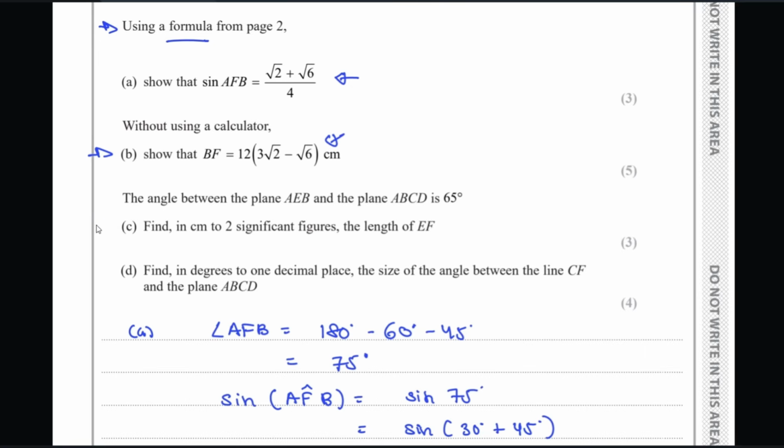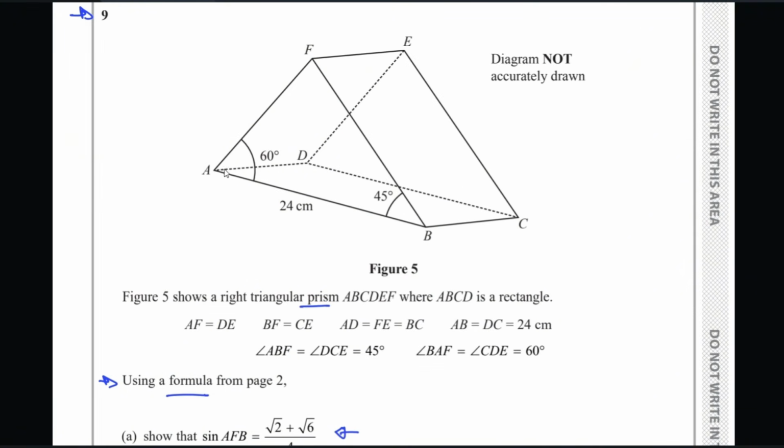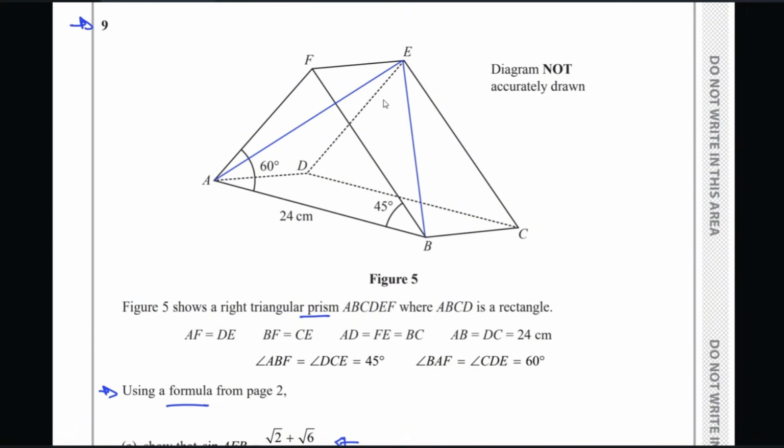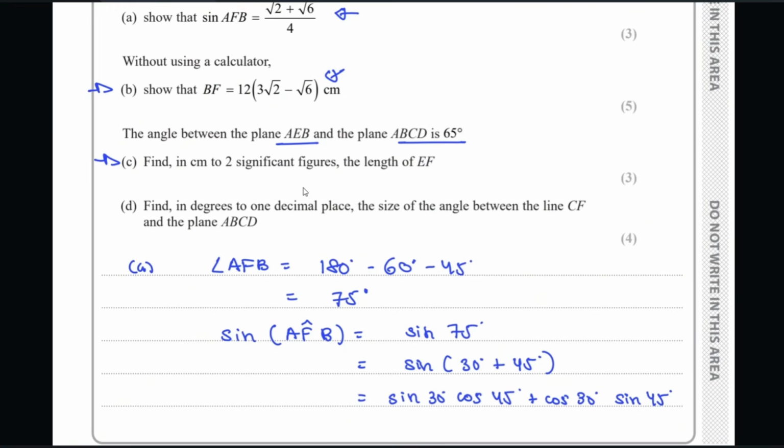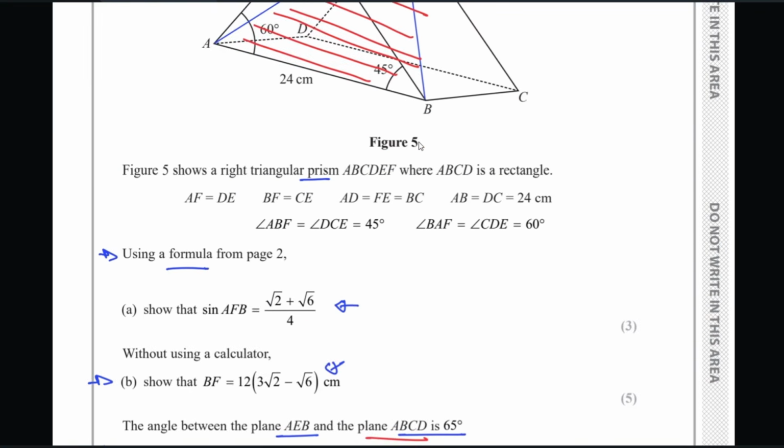Next, question C. The angle between the plane AEB and the plane ABCD is 65 degrees. So angle between the plane AEB. Let me draw lines from point A to point E, and then point B to point E. So this is this triangular plane AEB, and we need to find the angle between that triangular plane AEB and the floor, the plane ABCD, the rectangular plane on the floor.